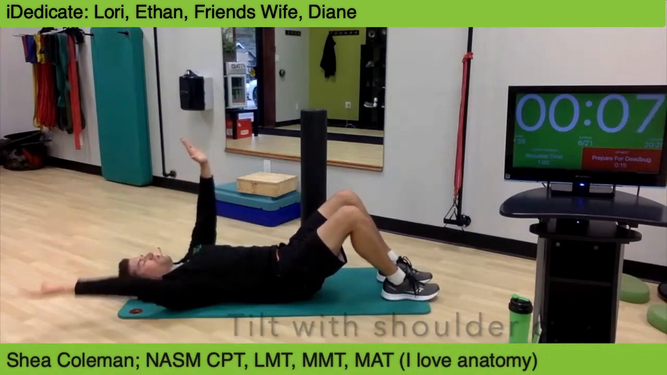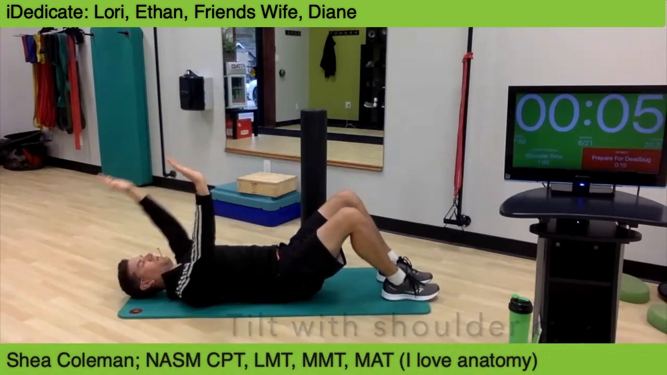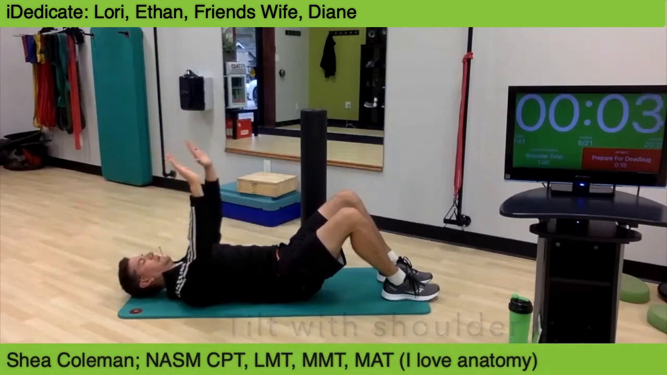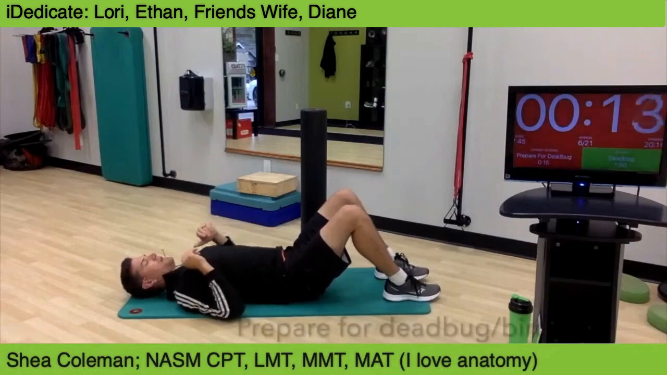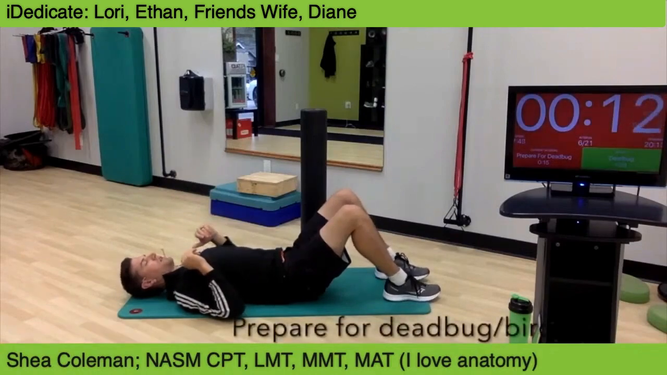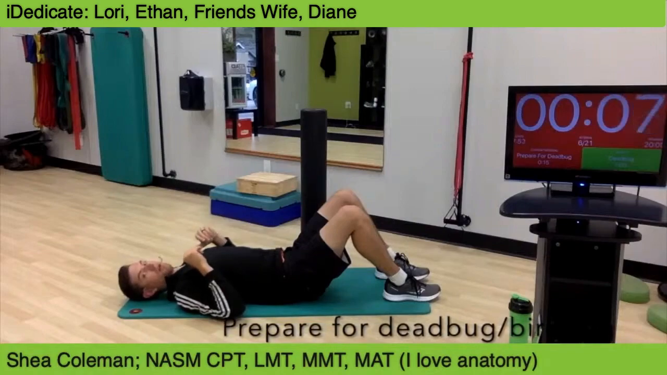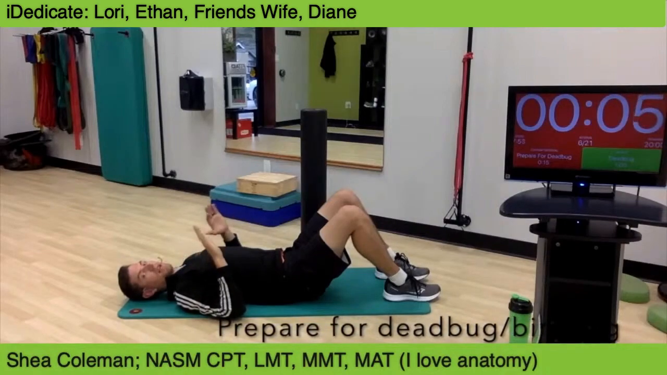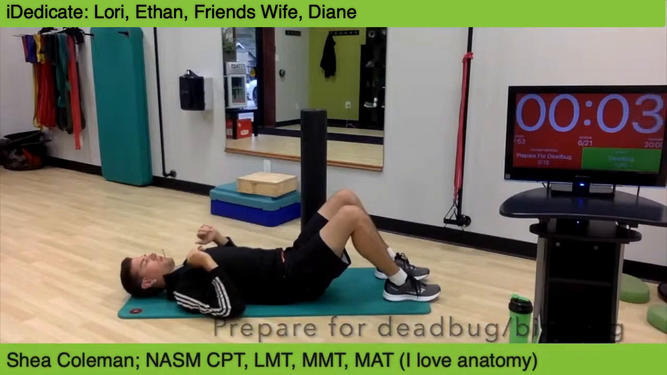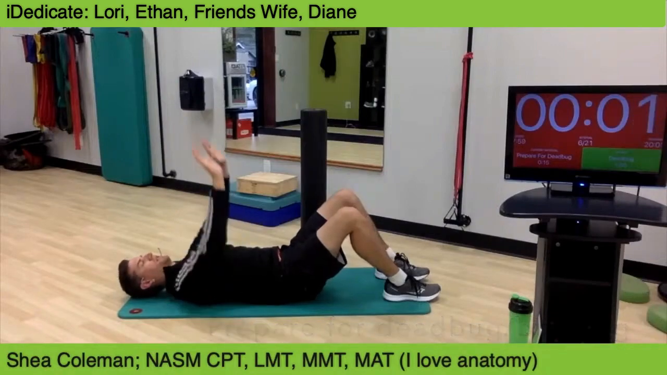Finish through nice and strong. Recompress that core. Shoulders down and back. 3, 2, 1. Prepare for dead bug. Remember, tight squeeze through the core first. 3, 2, 1. Dead bug.